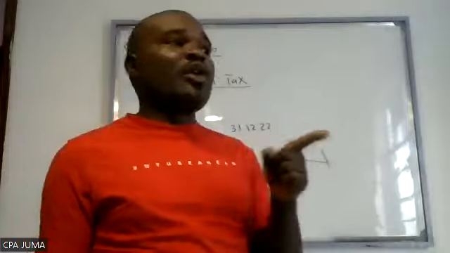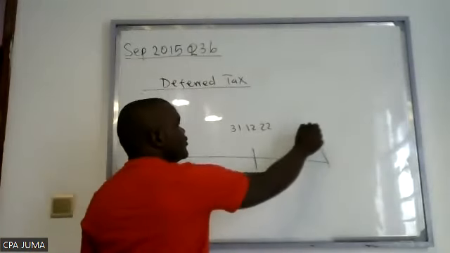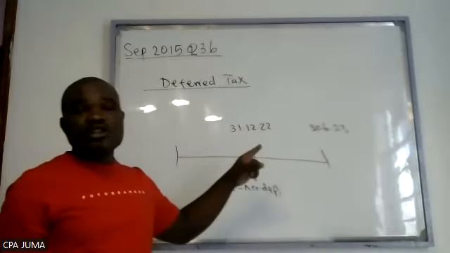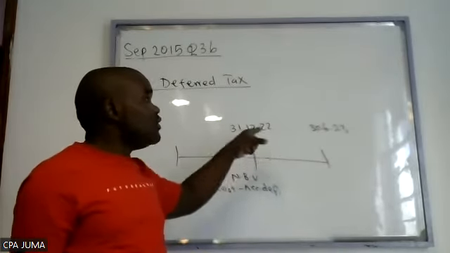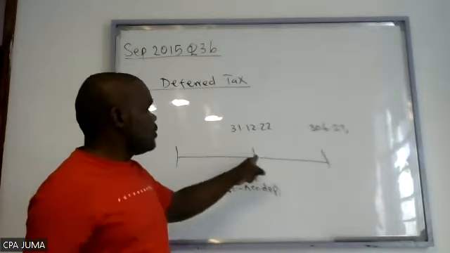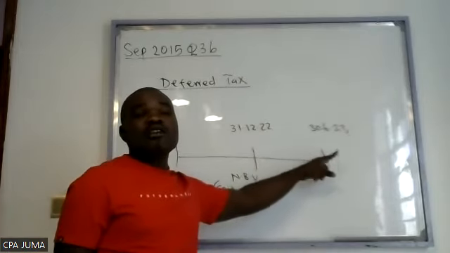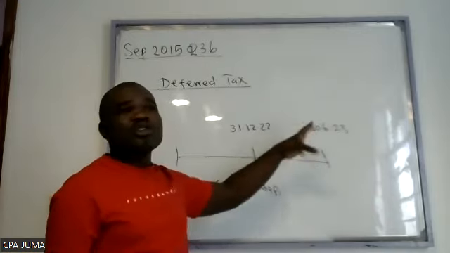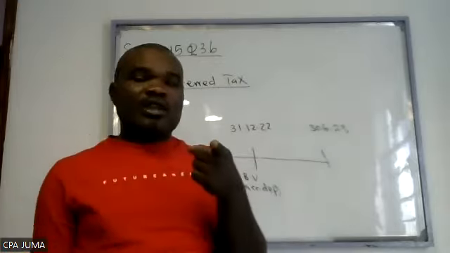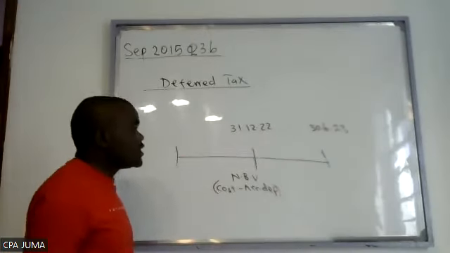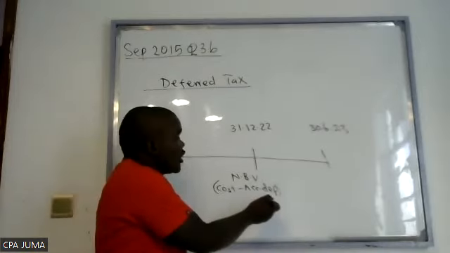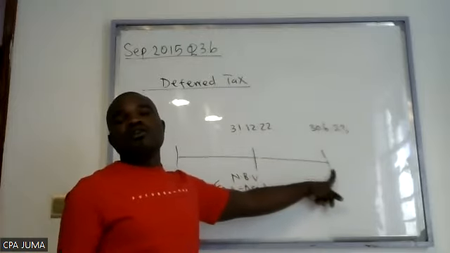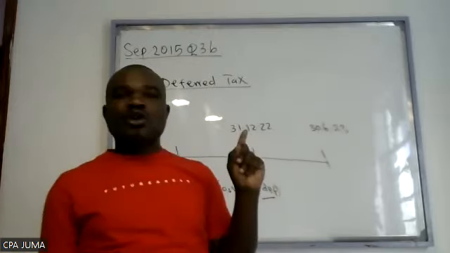Come next year, tukianza January, before 30th of June, you know very well, audit will be done and the returns will be filed. So during this period of January to June, the taxman here represented by the auditor, watakuja kufanya books and disallow some expenses. So one of the expenses which will be disallowed is depreciation.